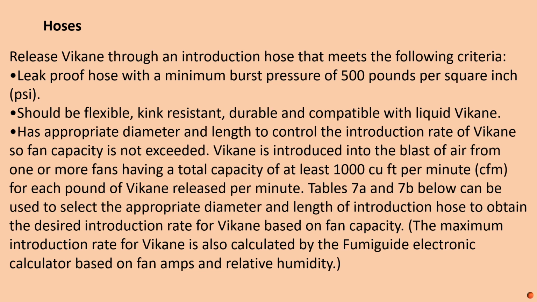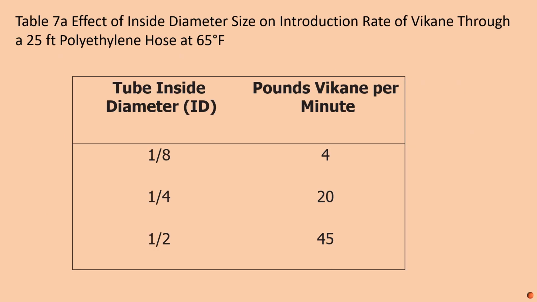The maximum introduction rate for Vikane is also calculated by the fumigation electronic calculator based on fan amps and relative humidity. Table 7A, effect of inside diameter size on introduction rate of Vikane through a 25-foot polyethylene hose at 65 degrees Fahrenheit. Tube inside diameter, ID, 1/8: pounds of Vikane per minute would be 4. Tube inside diameter, ID, 1/4: pounds of Vikane per minute would be 20. Tube inside diameter, ID, 1/2: pounds of Vikane per minute would be 45.